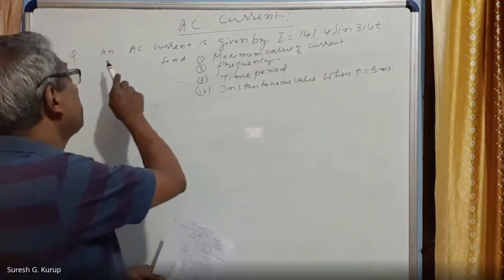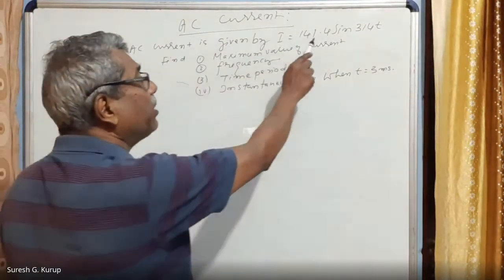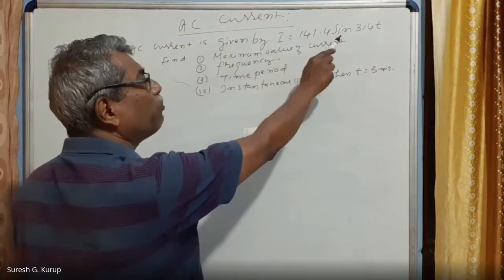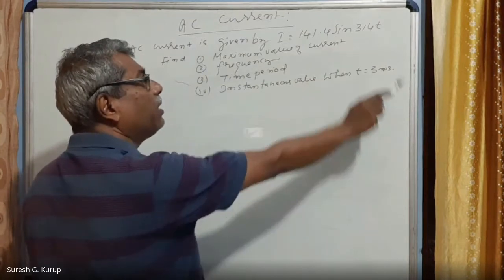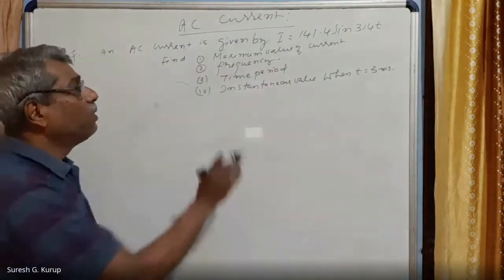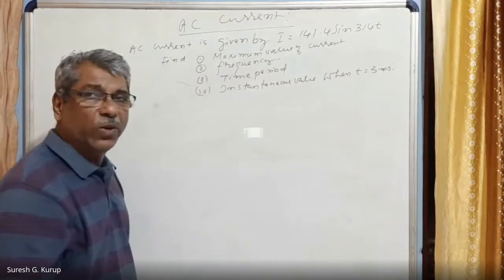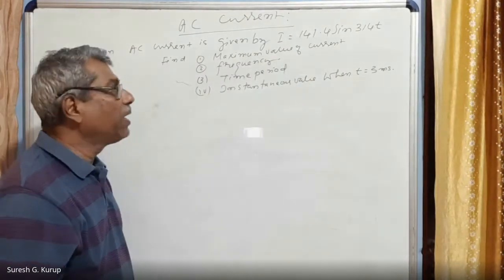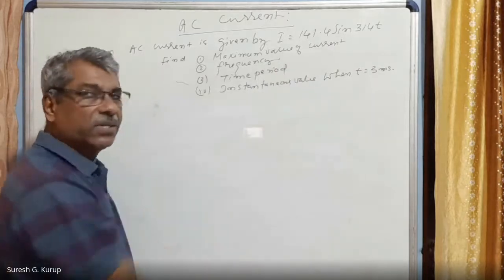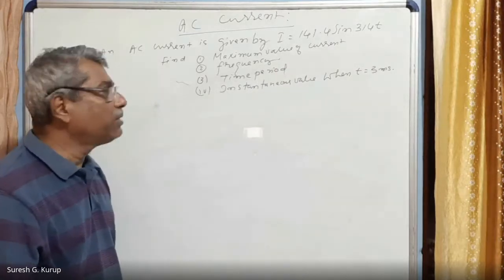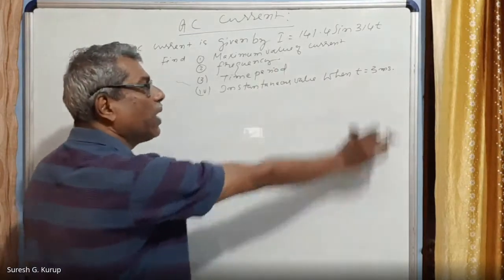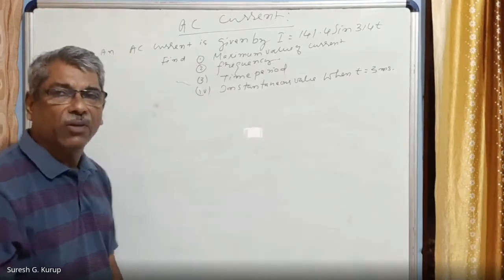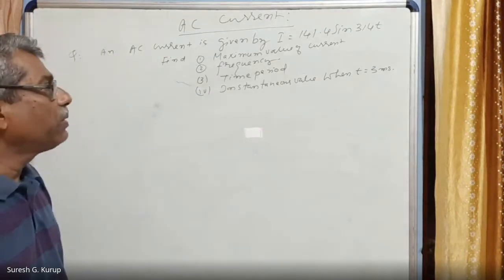I have written a question. An AC current is given by I is equal to 141.4 sine 314t. What is the maximum value of current, I0? We have to calculate. Frequency of the AC current we have to calculate. Time period of the AC current we have to calculate. And also the instantaneous value of AC current when time is equal to 3 seconds we have to calculate.